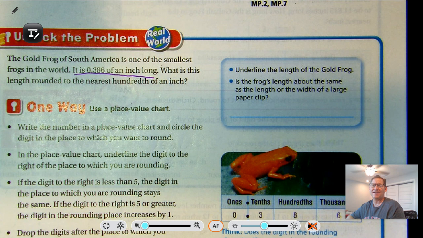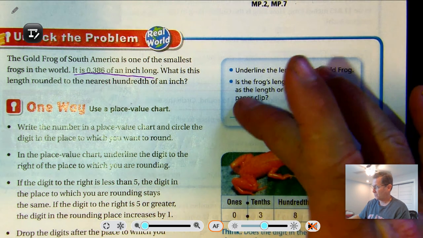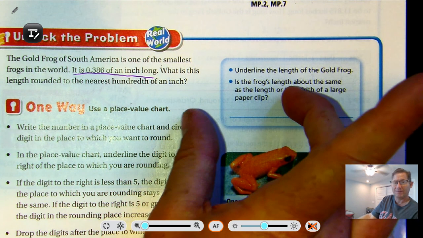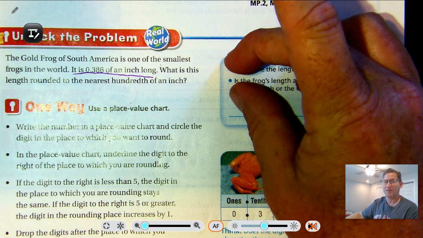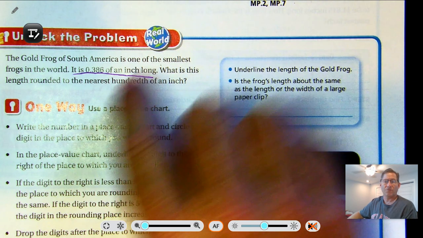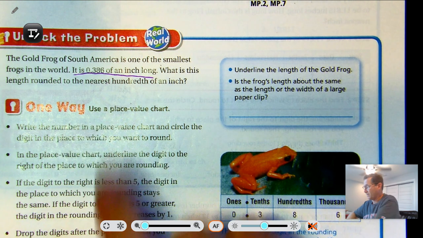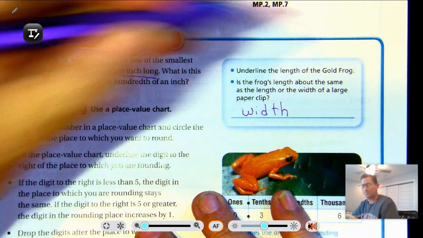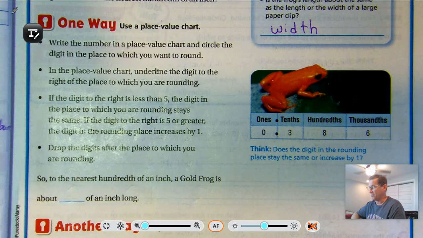Would you say the frog's length is about the same as the length or the width of a large paperclip? Well, a large paperclip would be about that. The length would be about this. Okay. And the width is only about that much on a paperclip, right? Well, the frog here is less than half an inch. So it would probably be the width of a paperclip.